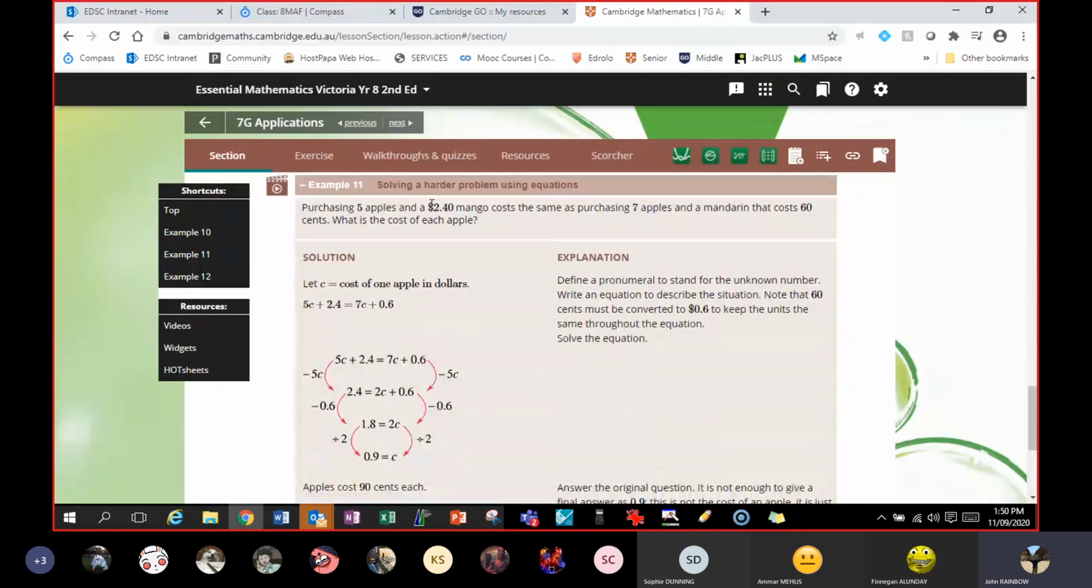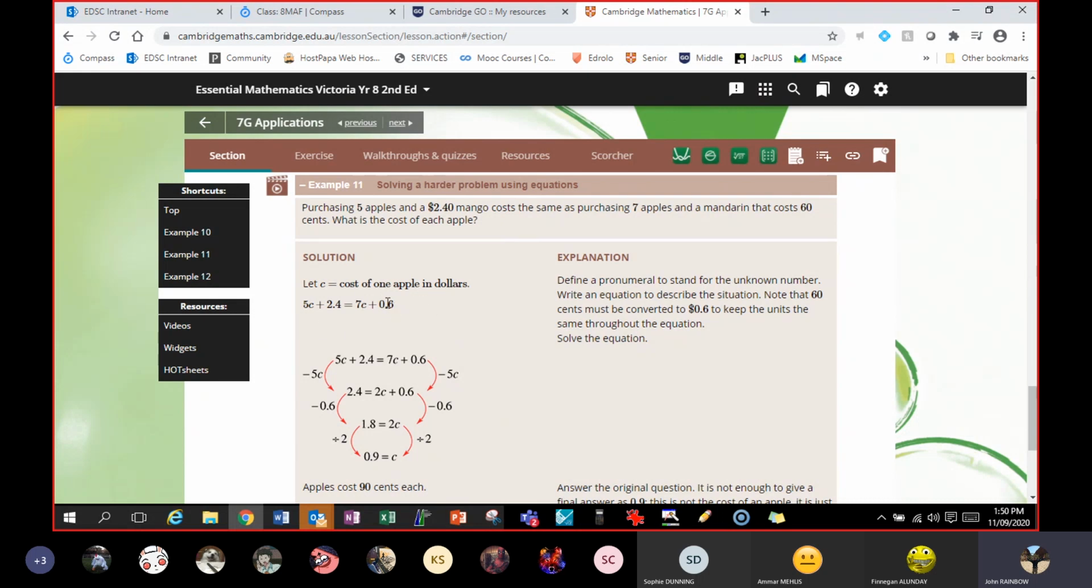Purchasing 5 apples and a $2.40 mango costs the same as purchasing 7 apples and a mandarin. Now this gets a bit trickier. So C stands for the cost of one apple in dollars. Purchasing 5 apples, 5C, plus a $2.40 mango costs the same, that's my equal sign, as purchasing 7 apples, 7C, and a mandarin that costs 60 cents. Now, what is the cost of one apple?